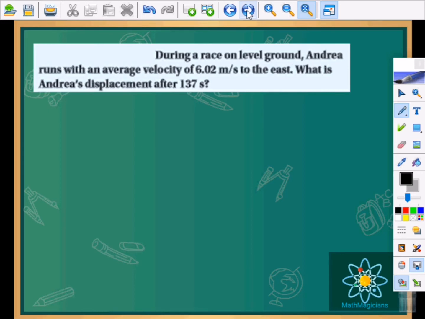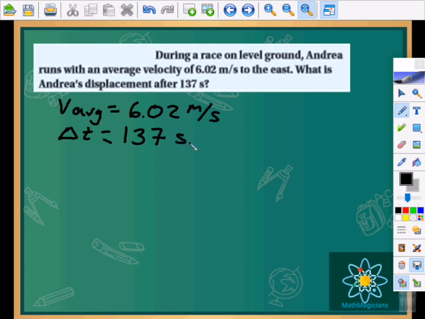It says, during a race on level ground, Andrea runs with an average velocity of 6.02 meters per second. This is your average velocity, and it says that she is moving to the east, indicating that it's positive, with 3 significant figures. Then it says, what is Andrea's displacement after 137 seconds? Okay, so they give you your time. Your change in time is equal to 137 seconds. What am I looking for? I'm looking for my change in position.